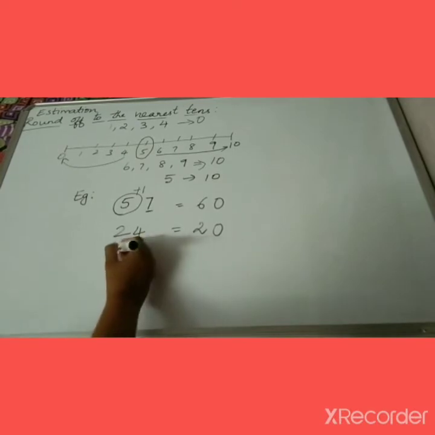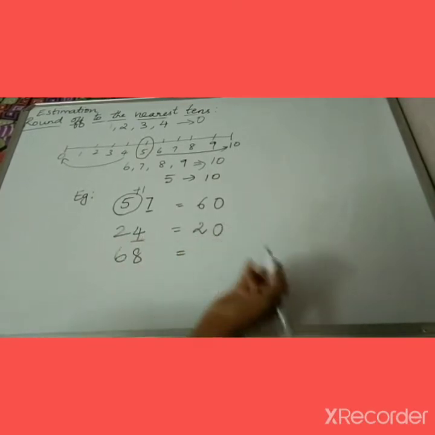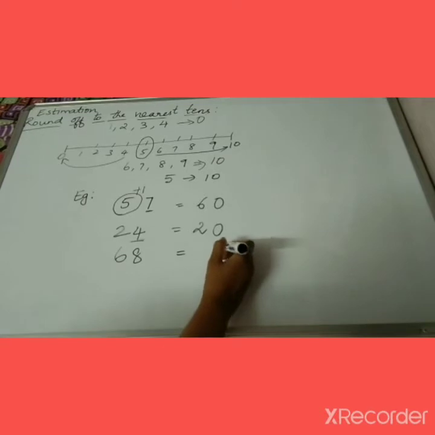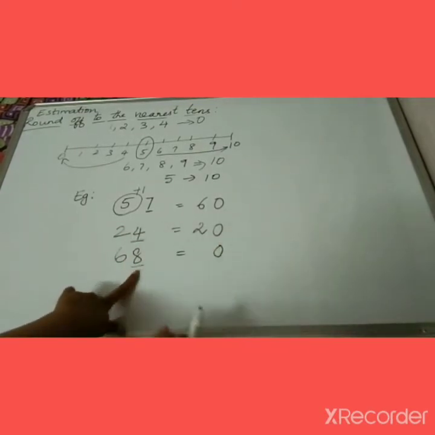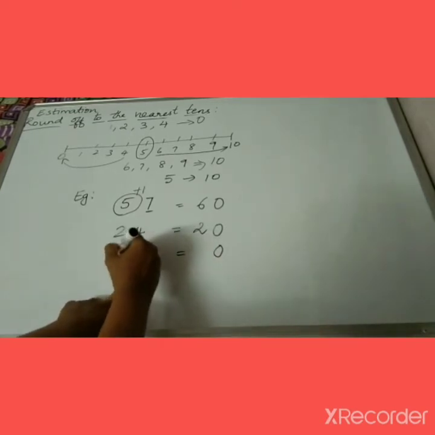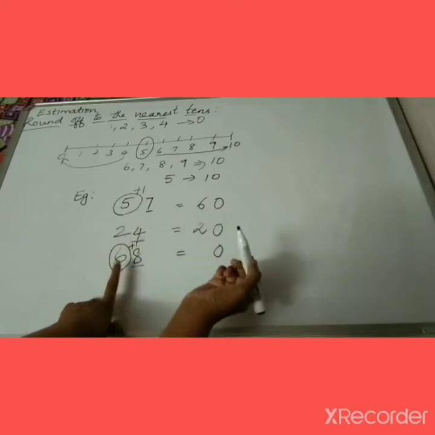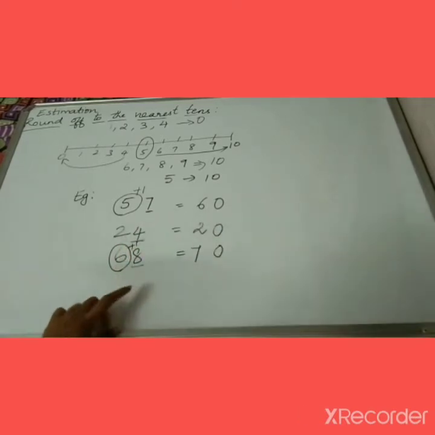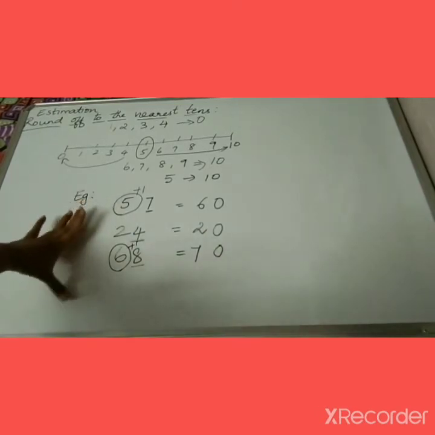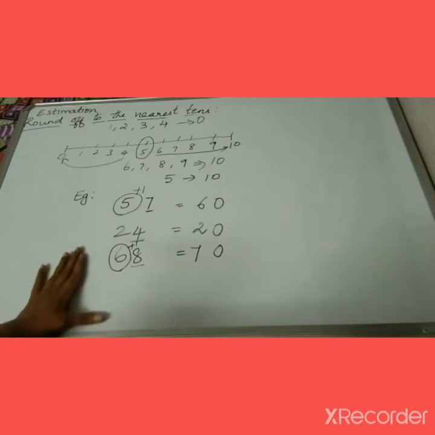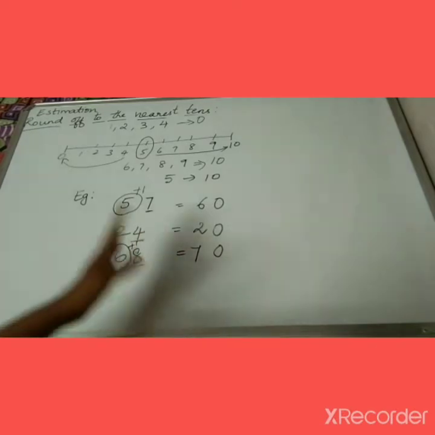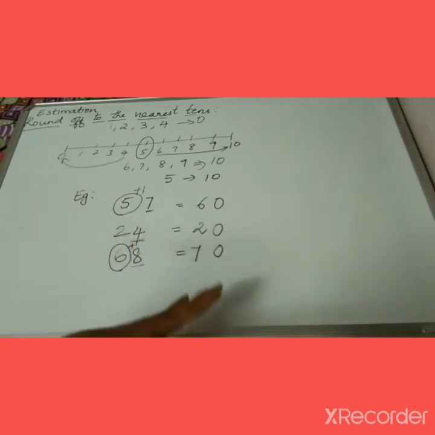One more example I will give you, 68. In your answer, in the ones place you will have 0, and you have to look at the number in the ones place. Here it is greater than 5, so you add 1 to the previous number. So 6 plus 1 becomes 7. So 70 is your answer. This is the general rule. This is the rule you will apply for finding nearest hundreds and for finding nearest thousands. The same rule you will use.